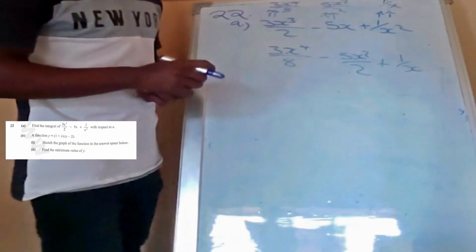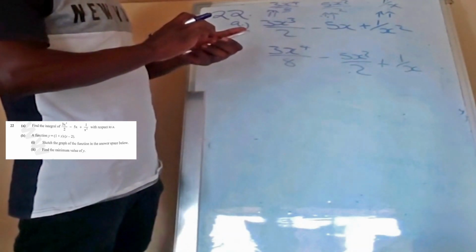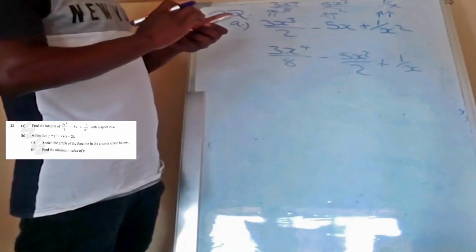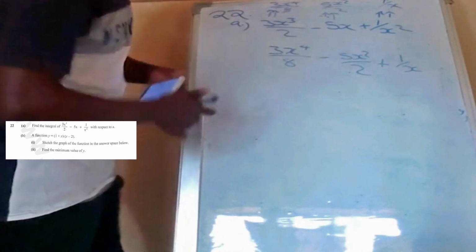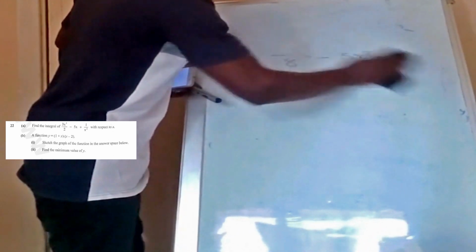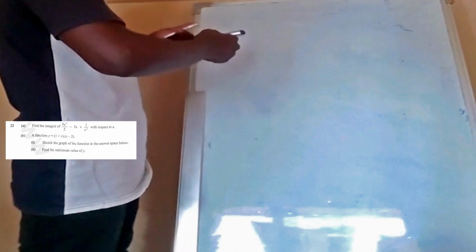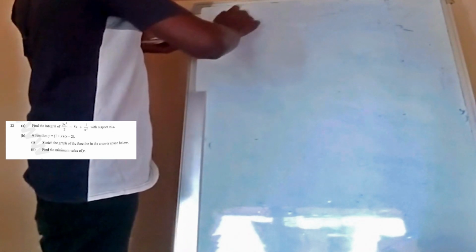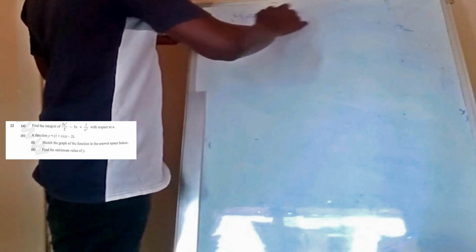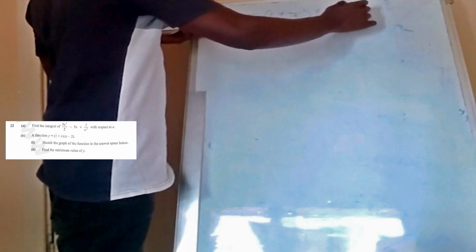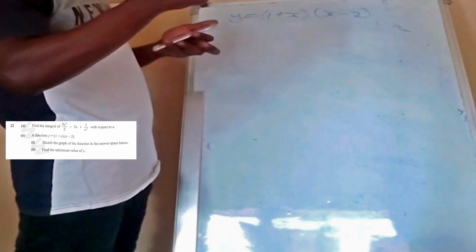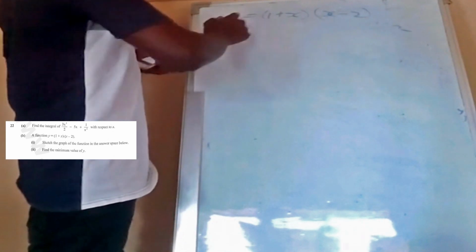Okay, move on to question number 22b. So we're done with A. Now B is saying, given the function y equals 1 plus x, brackets, multiplied by x minus 2, brackets. Question B1 is saying sketch the graph.